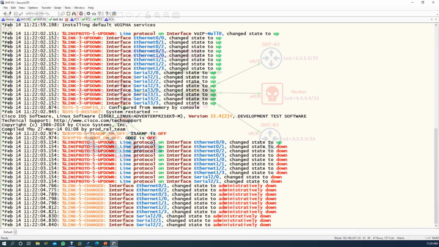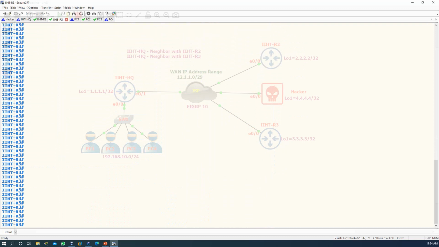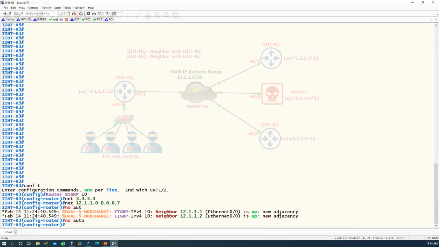R3, branch router. Conf t, router EIGRP 10, network 3.3.3.3 and network 12.1.1.0, no auto-summary. No problem.